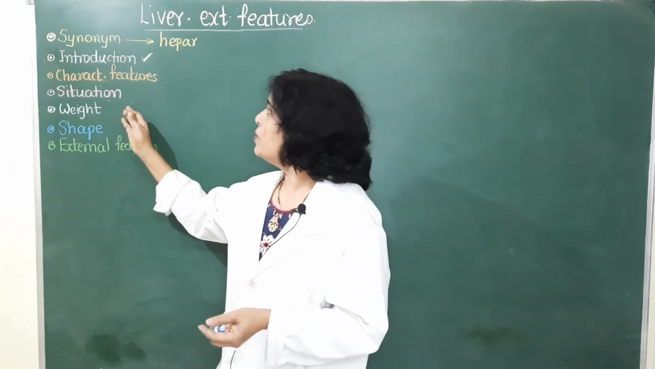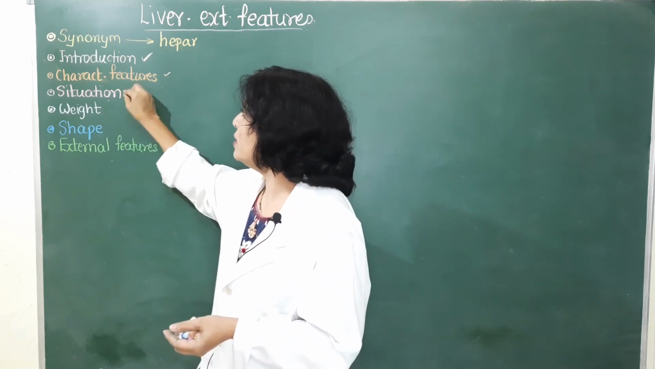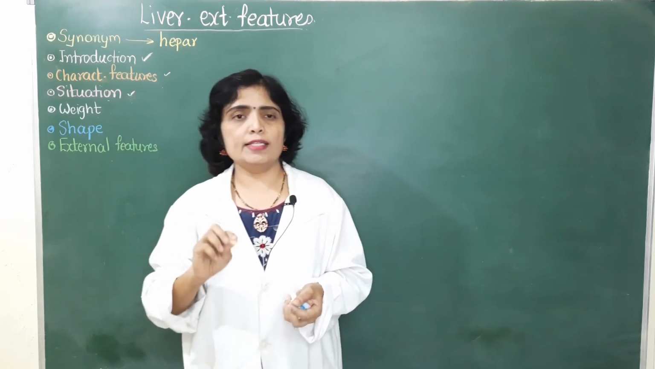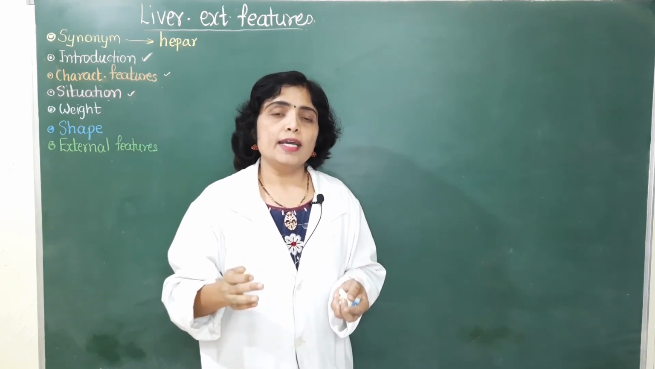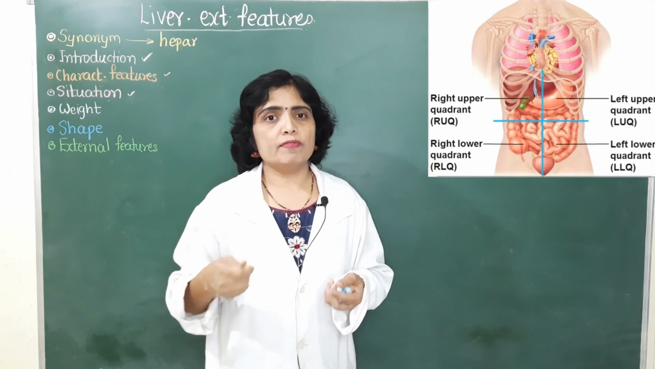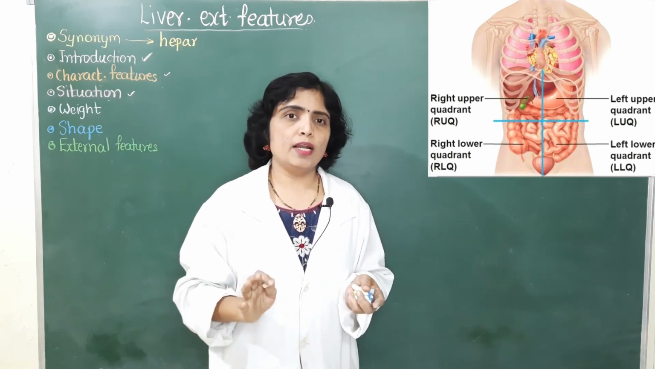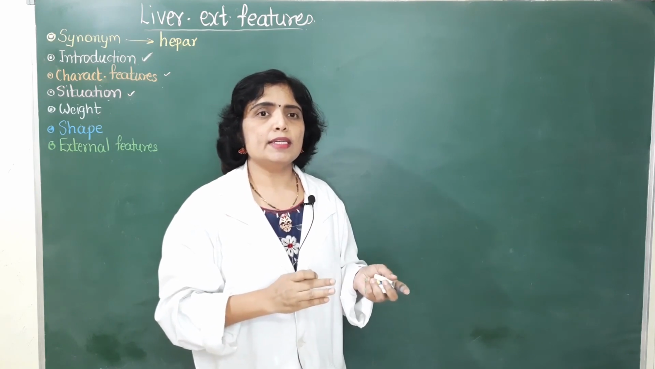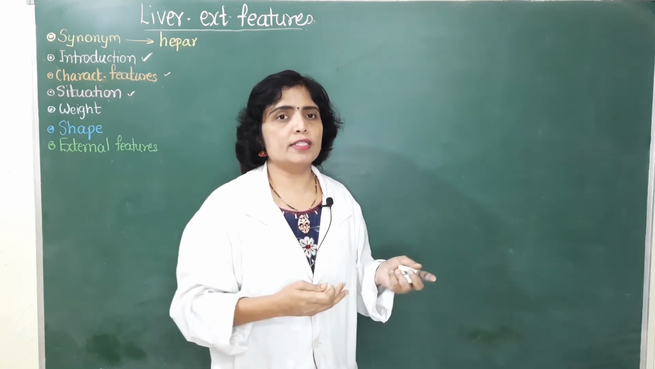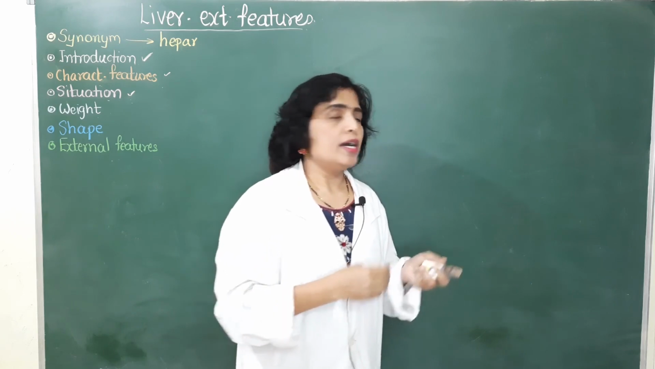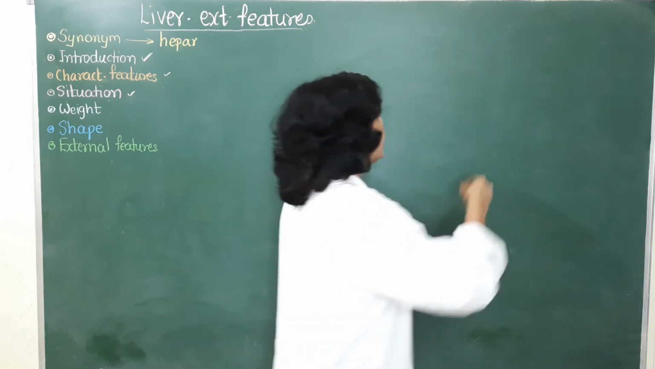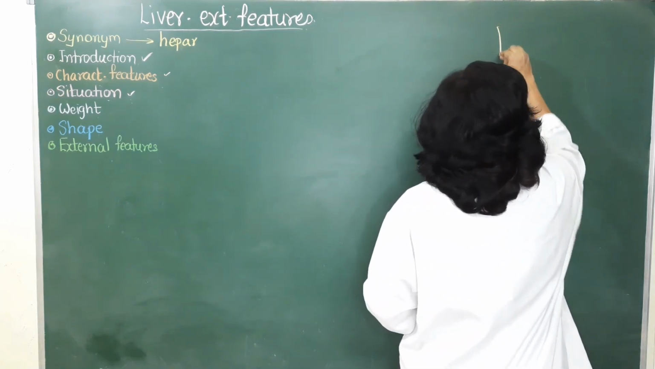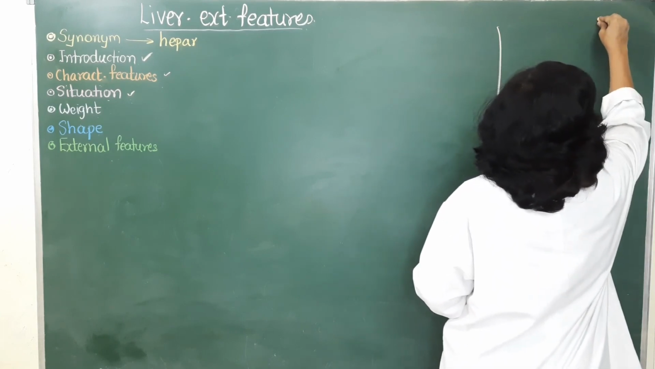Now coming to the next, situation. Situation wise, the liver is situated in the right upper quadrant of the abdomen. As it is an abdominal organ, the topography of this abdominal organ is represented in the 9 quadrants of the abdomen. So the abdomen is divided into the 9 quadrants by 2 horizontal and 2 vertical planes.